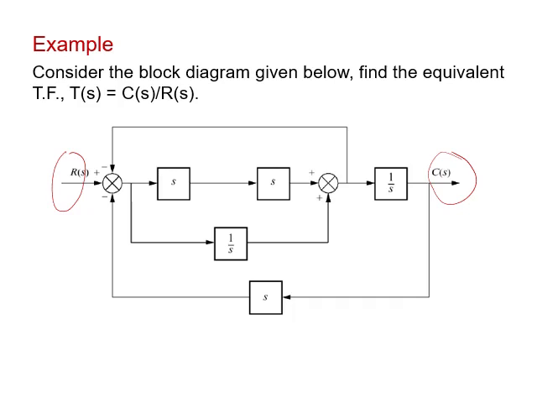How am I going to deal with it? Let's see here. Before I go to the answer, let us look at it together. If you look at S1 and S2, they are cascade, which means I can replace them by one block. These two can be replaced by one block, which has a value of S squared.